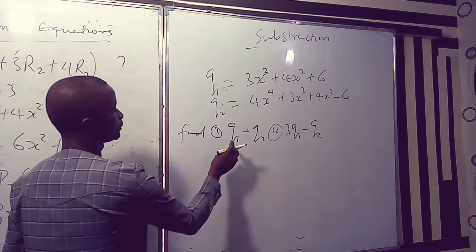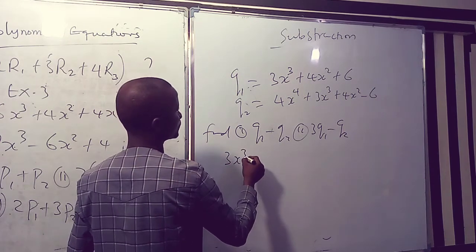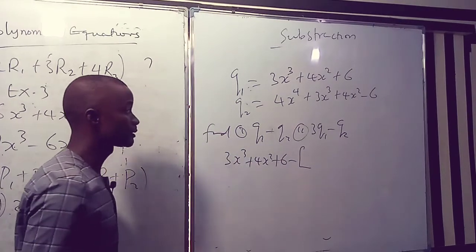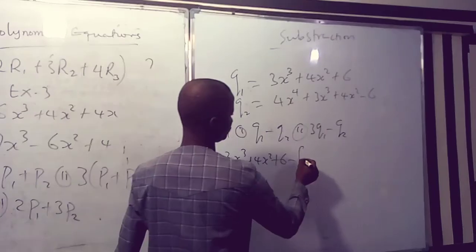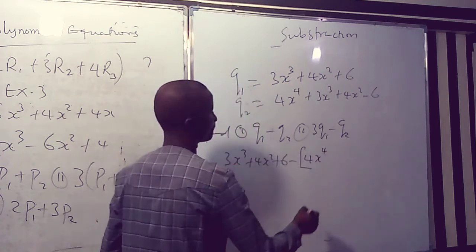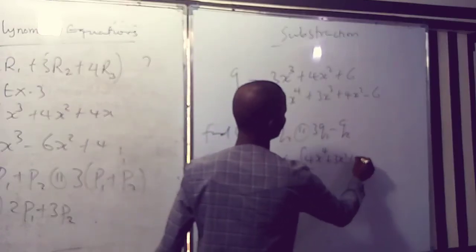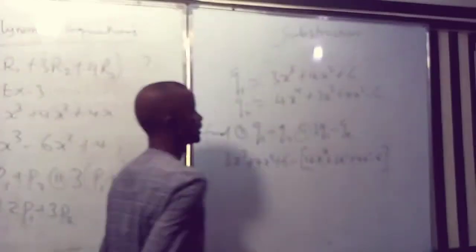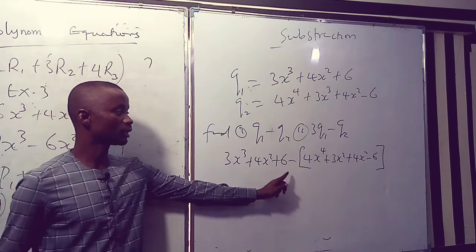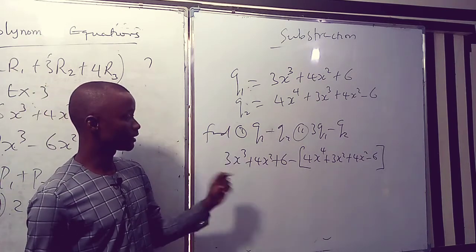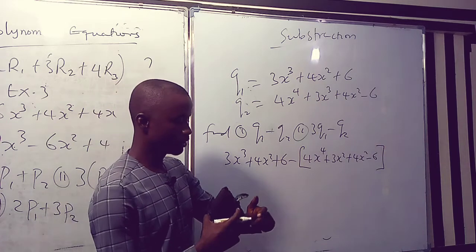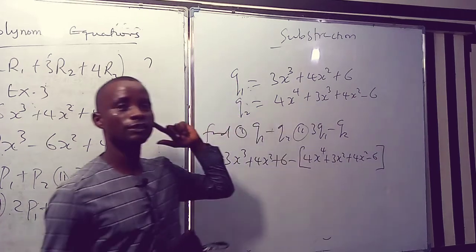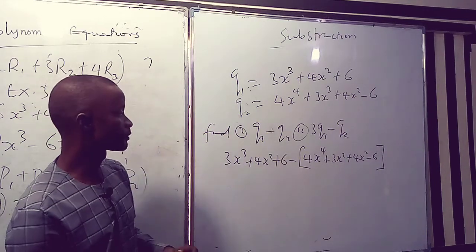What is Q1? Q1 is 3x raised power 3 plus 4x squared plus 6 minus, apply your bracket. The Q2 is 4x raised power 4 plus 3x power 3 plus 4x squared minus 6. And then here, please, at this junction, the difference between addition and subtraction is that when you use a negative sign to open the bracket, the sign inside the bracket will change. But in the case of addition, the signs remain constant. Take note of that point.